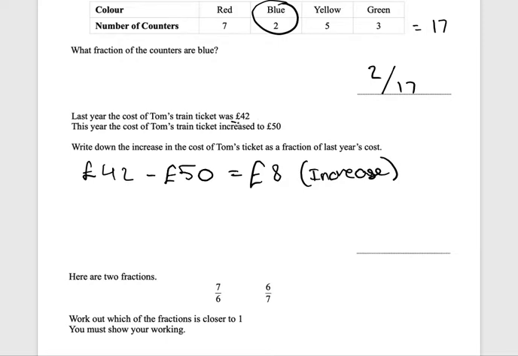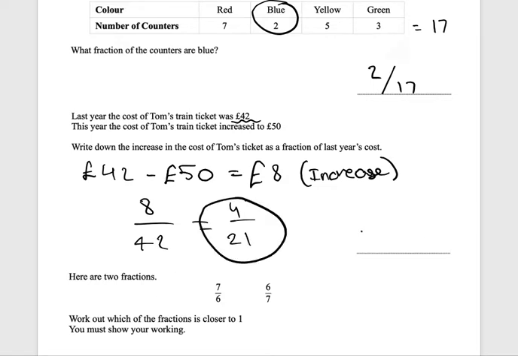Last year's cost was £42, so we would just do 8/42 as a fraction of last year's cost. Okay, we can simplify that. So 8 divided by 2 would get you 4. 42 divided by 2 would get you 21. So we can also write it as that. So our answer would be 4/21.